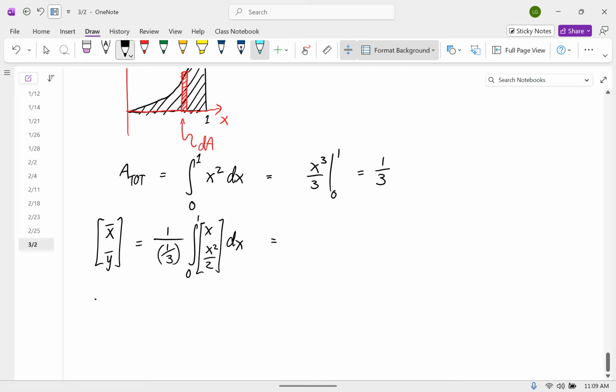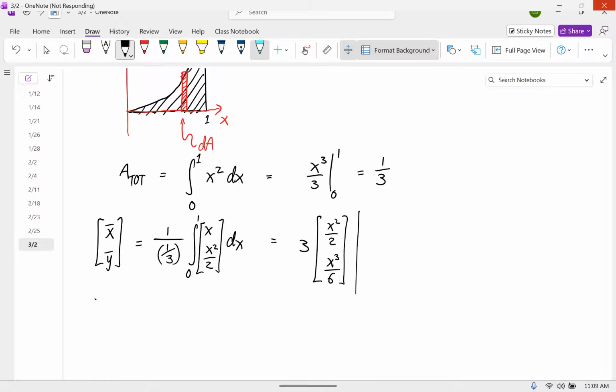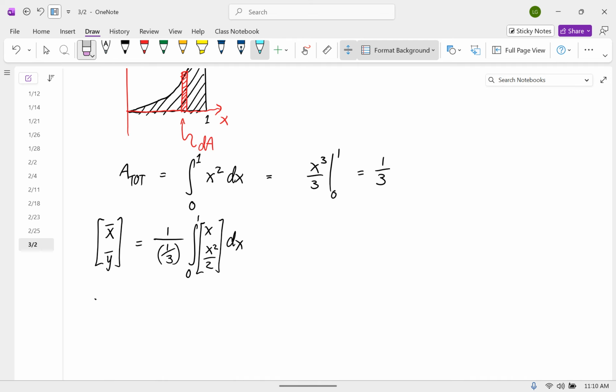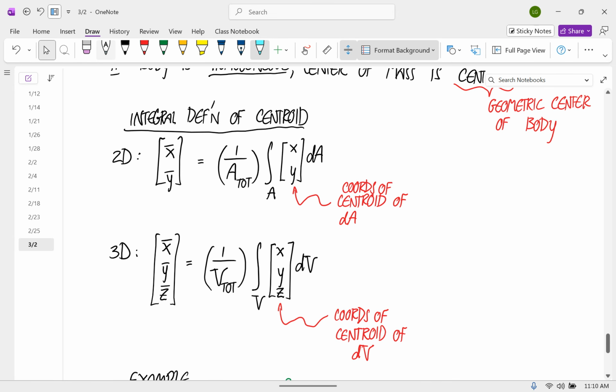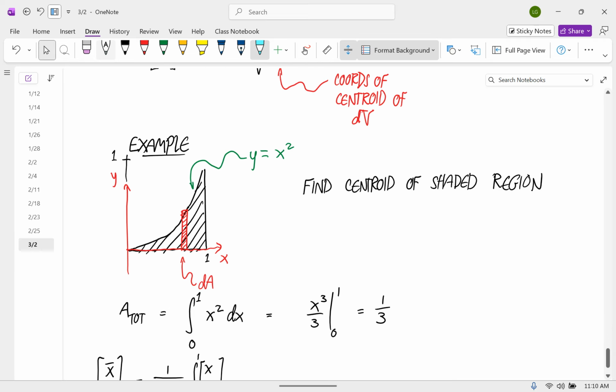And so now we have 3 times x squared over 2 here, x cubed over 6 here. And we're evaluating this. Oh, I didn't put in the area yet. So we still need to multiply by this dA. Okay. So what's dA for this thing?